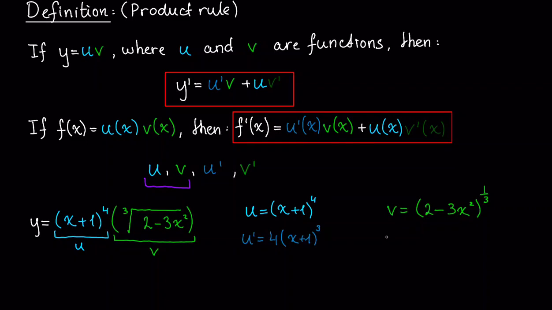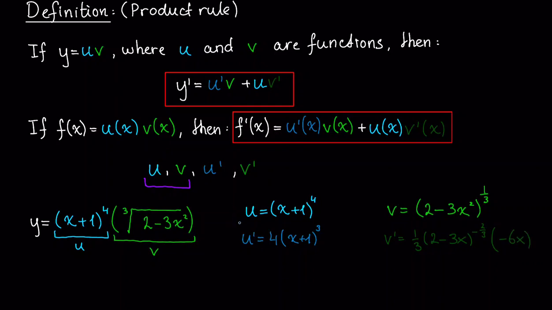For the v function, however, we have to first apply the power rule, and we get 1/3 times (2 minus 3x squared) to the power of negative 2/3. And then we see inside the parentheses we have another function, 2 minus 3x squared, and its derivative is negative 6x. So by the chain rule, we have to multiply this entire thing by negative 6x.